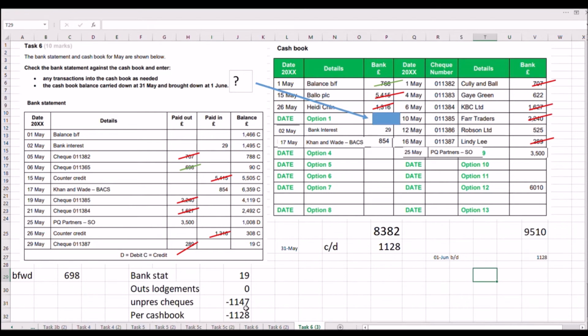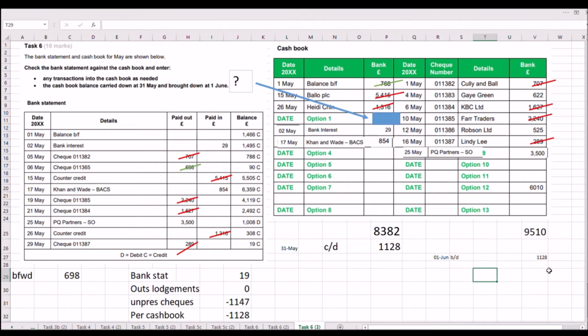So minus the unpresented checks, which are missing from the bank statement, so payments that are missing from the bank statement. So we've got £19 debit in the bank statement. Add on the outstanding lodgements, which is zero. Take off the unpresented checks, and there we have the figure for the cash book. Credit, 1,128. And here we've got our credit, 1,128, as a brought down balance, because that's the real balance in here.